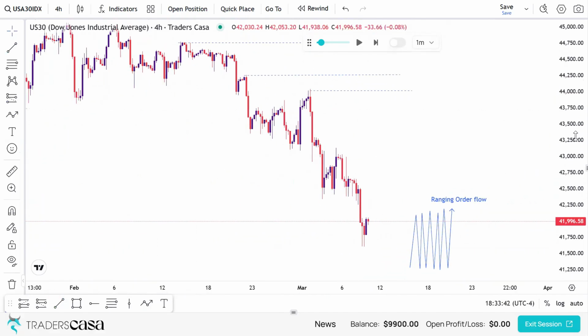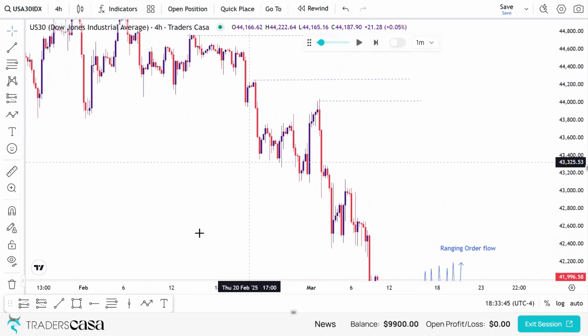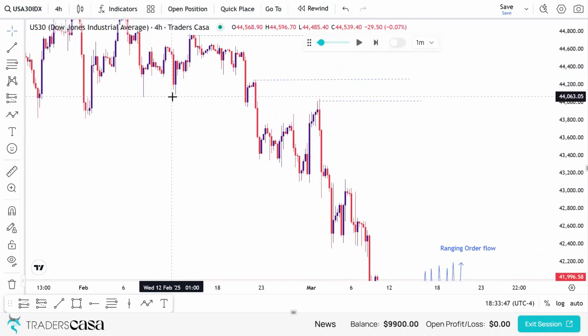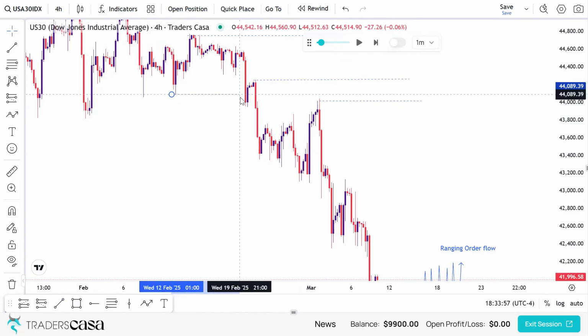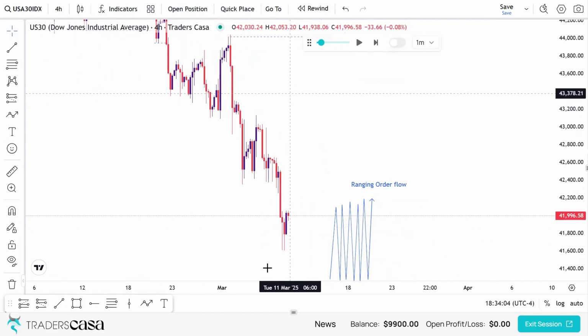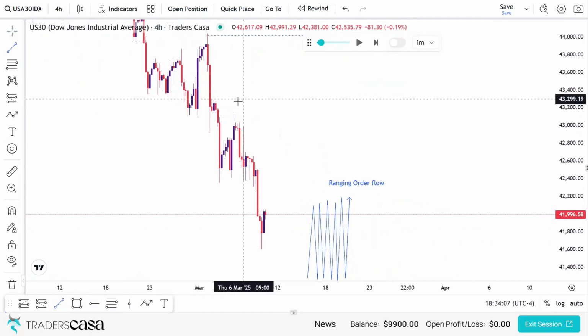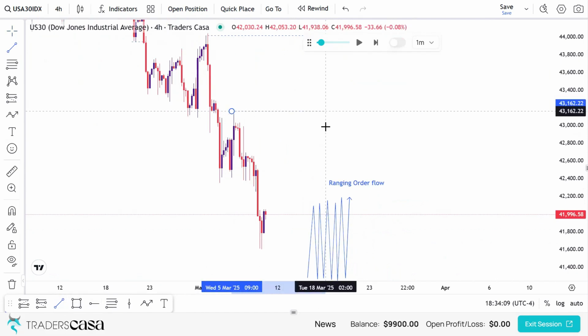So this is a lower high, lower lows. These are break of structures. This is a bearish order flow, your break of structures. So that's basically it. We've been having lower highs and lower lows.